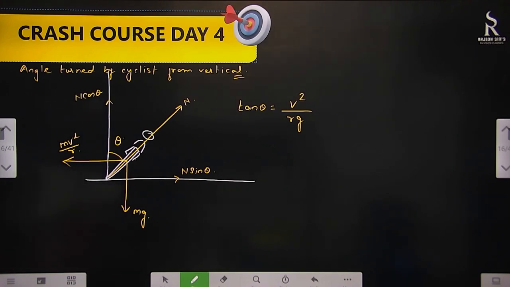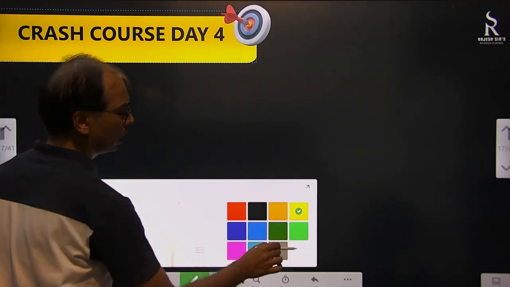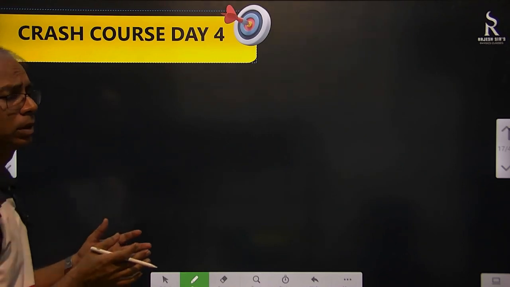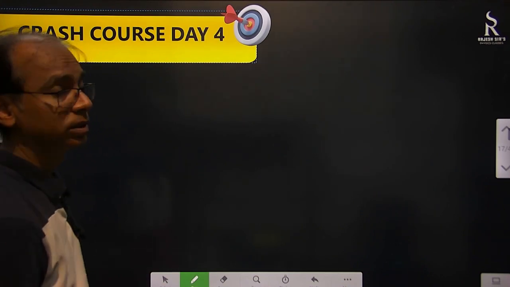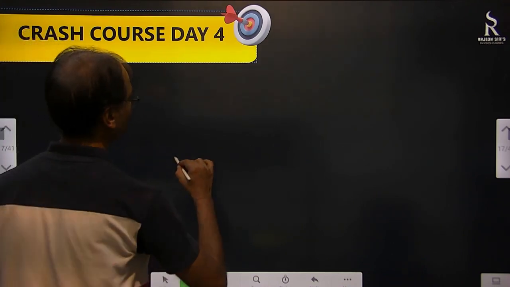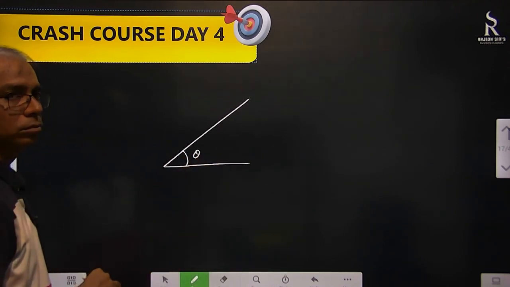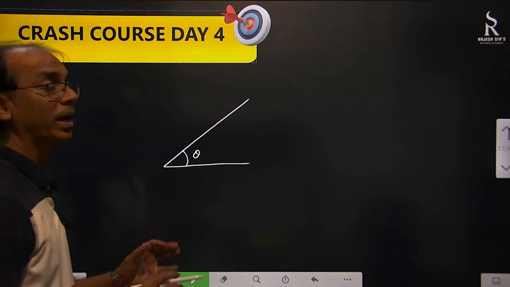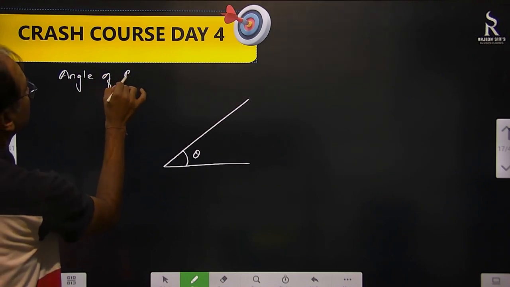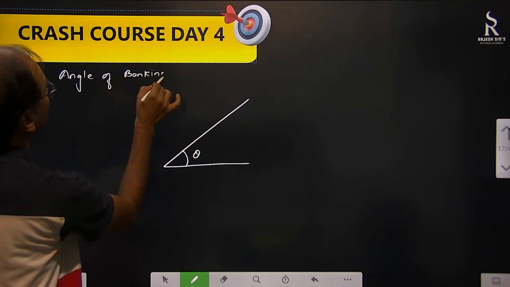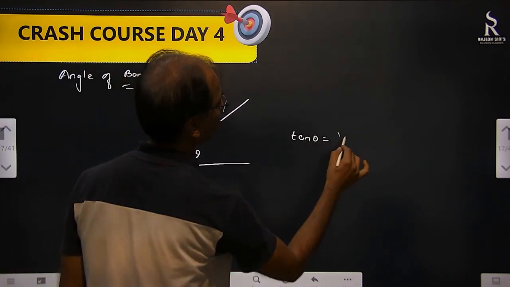Right. Now, the same kind of value will come when the question is asked for how much angle of inclination we have to give on the road when a car takes a turn. How much angle of inclination we will give to the road when the road is designed. How much angle of banking? There also the answer is tan theta equals v square by rg.